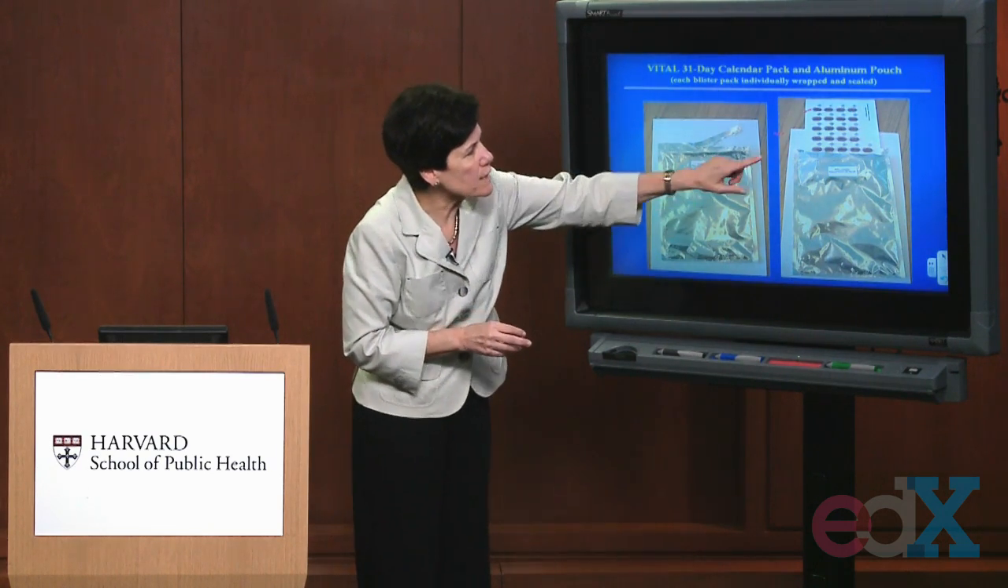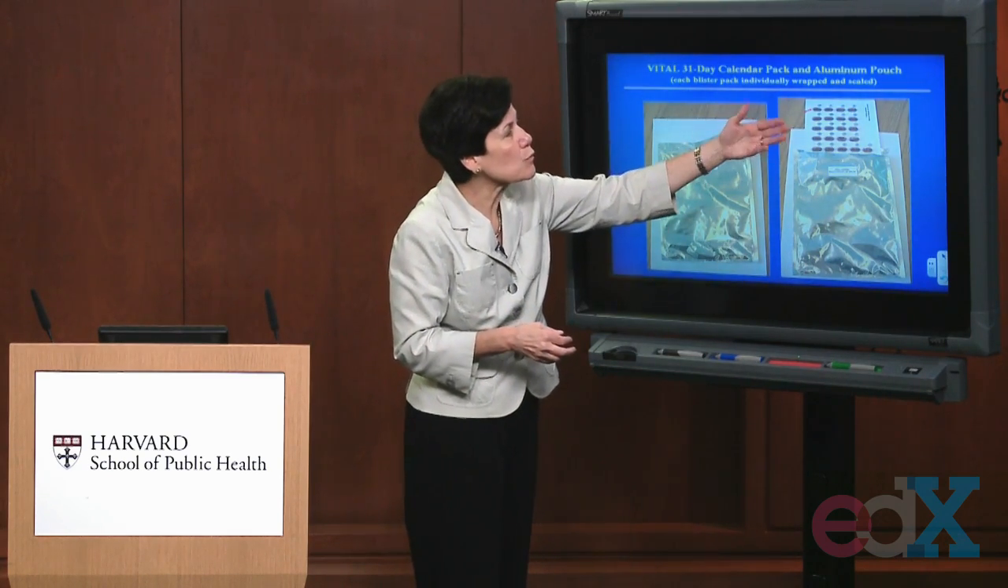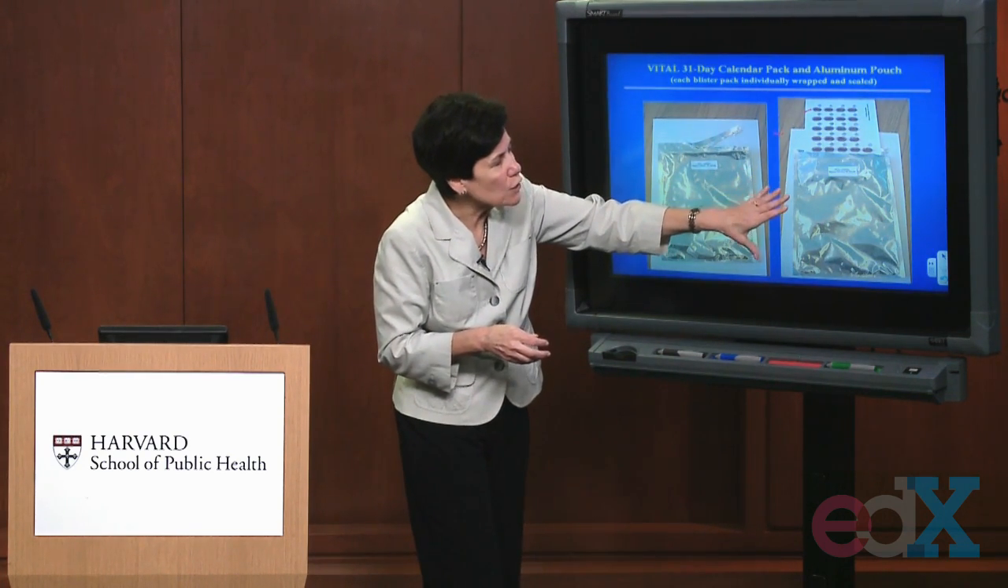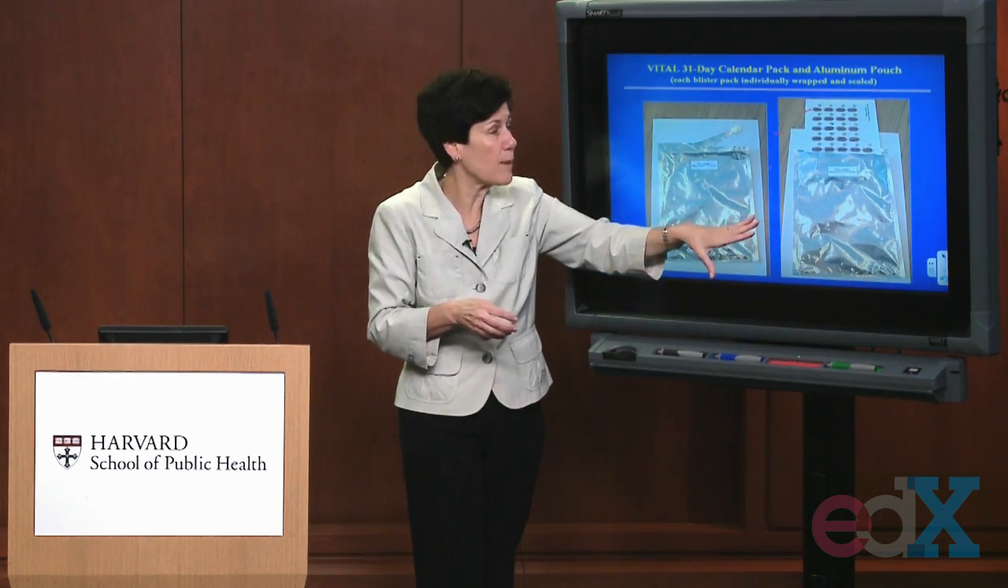The other thing to notice is that we put it in an aluminum pouch. And that is because we are going to be sending these calendar packs all throughout the United States, to places that are very hot and very cold, to places that are very humid and very dry. And these capsules, any medication, can be influenced by the conditions in the environment. So by putting it in this aluminum pouch, the participant can actually store it in the pouch until they're ready to use it, and then take it out for the month that they're going to take it.